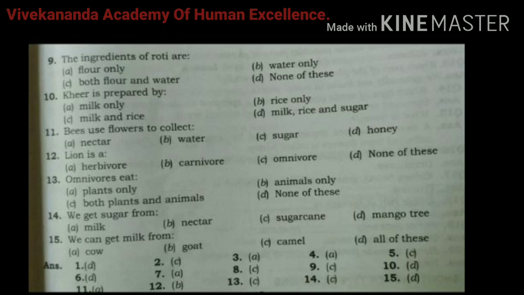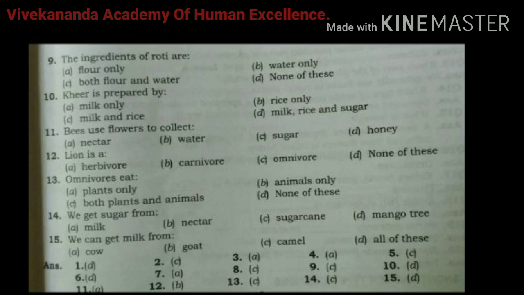14. We get sugar from milk, nectar, sugarcane, mango tree. We are getting sugar from sugarcane. So option C is correct. 15. We can get milk from cow, goat, camel, and option D, all of these. Yes, we get milk from cow, goat, and you are aware that in Rajasthan there are so many camels, so they use camel's milk. So option D, all of these, is correct.